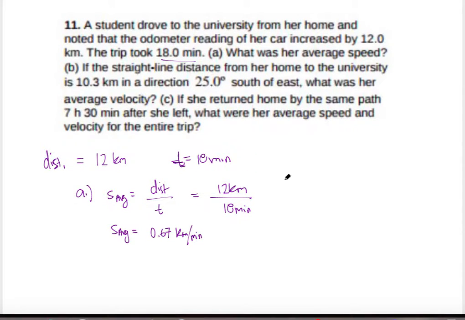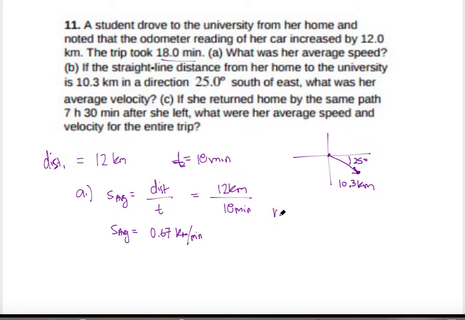B says, all right, if our straight line distance from home to university was 10.3 kilometers in a direction 25 degrees south of east, what was her average velocity? So I'm just going to sketch this really quickly. So what this just means is my straight line distance from home to university is 10.3 kilometers in a direction that is 25 degrees this way. This information is not actually very important. We just need to know that we're not going in a straight line when we were talking about our total distance traveled. So maybe we made some turns and whatnot to get there.